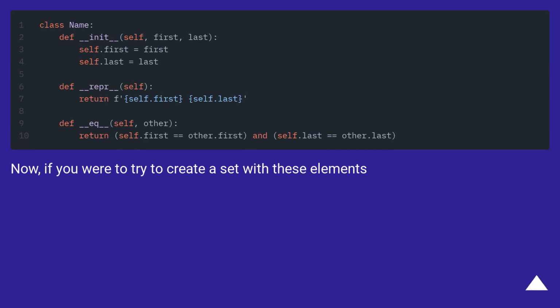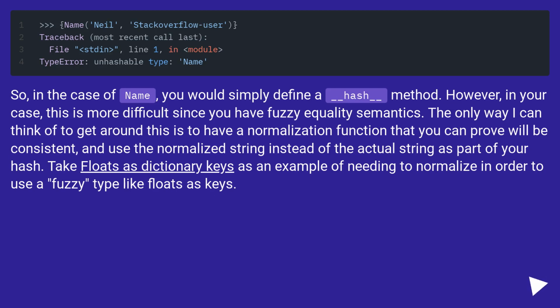Now, if you were to try to create a set with these elements, so, in the case of name, you would simply define a __hash__ method. However, in your case, this is more difficult since you have fuzzy equality semantics. The only way I can think of to get around this is to have a normalization function that you can prove will be consistent, and use the normalized string instead of the actual string as part of your hash. Take floats as dictionary keys as an example of needing to normalize in order to use a fuzzy type like floats as keys.